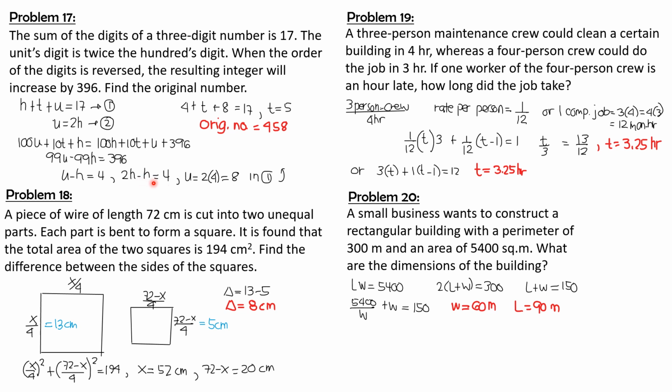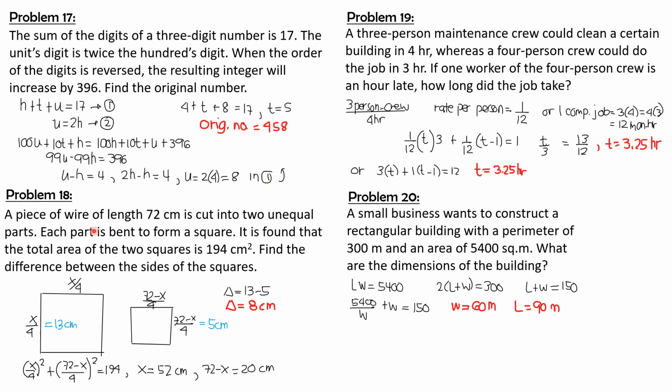h is 4. u is 2 times h, so 8. Then in equation 1, h is 4 plus t plus u 8 equals 17, so t is 5. Therefore, the original number is 458. So that's it for that problem.